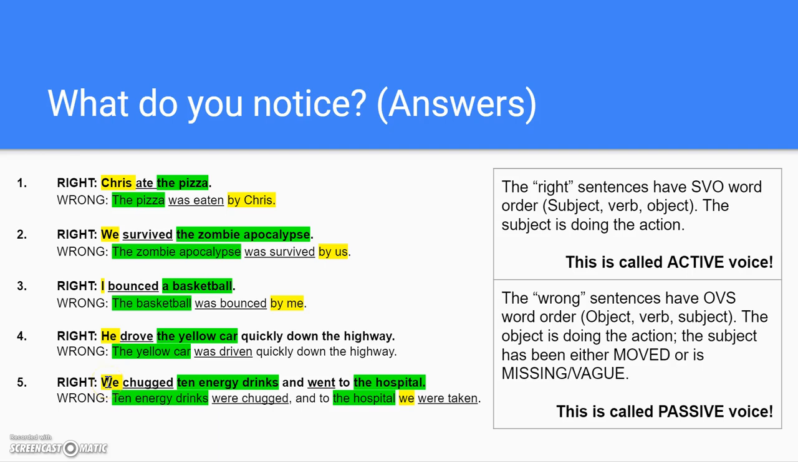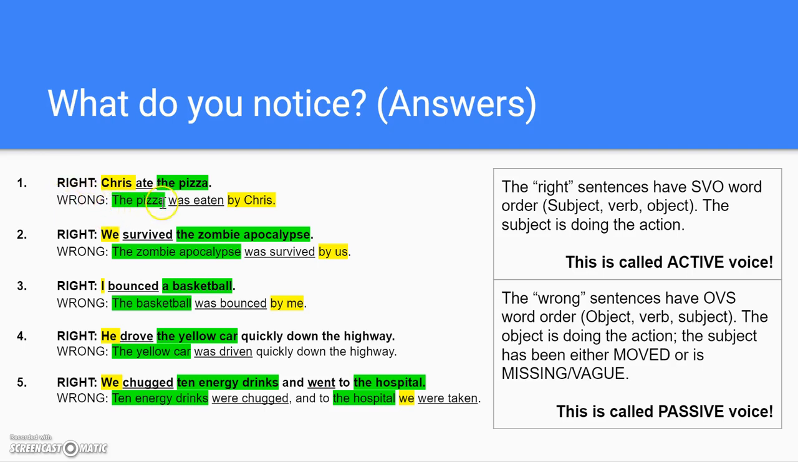Now, number 5 is an example of a compound predicate. We, subject, are going to do two separate things. Chugged 10 energy drinks and went to the hospital. In each of these, the subject is doing the action and the subject comes first.